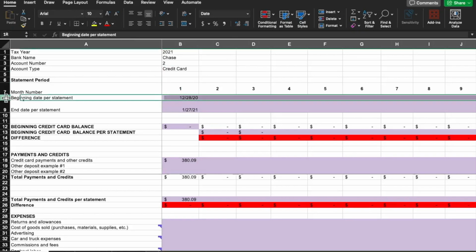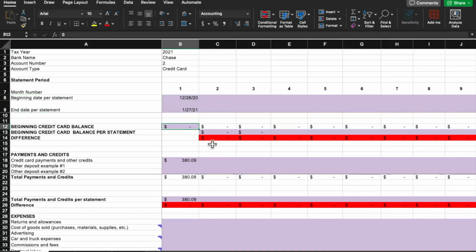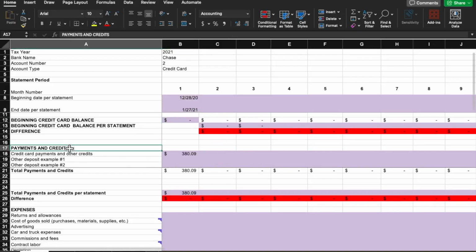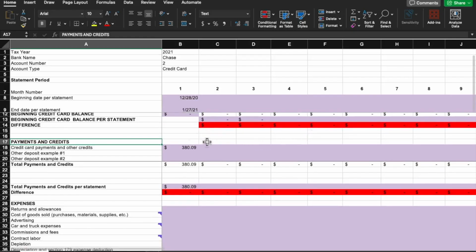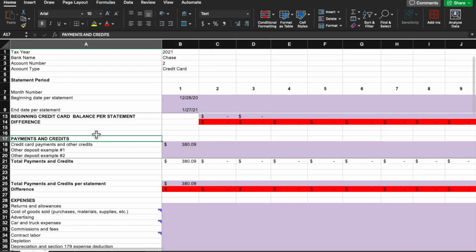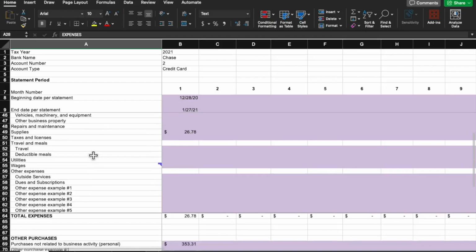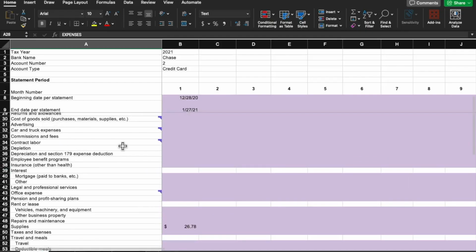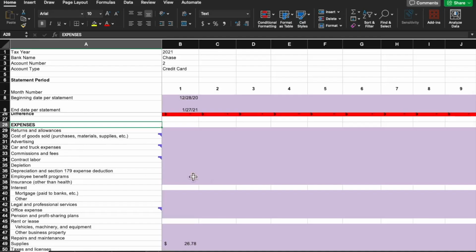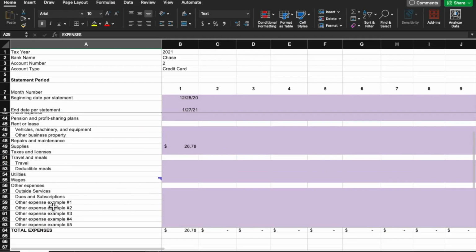Here we'll put the statement date per the credit card statement. The difference now is that instead of a beginning cash balance, you're going to have a beginning credit card balance. And here you're going to have payments and credits instead of income, because the credit card is used for payments and expenses, not for taking in money. So this would be payments and credits, then your business expenses. And as you can see here, this matches exactly with Schedule C. The names of the accounts and the order of the accounts stay all the same.